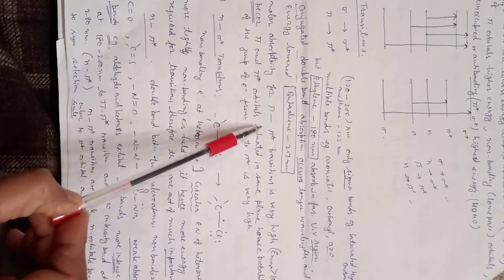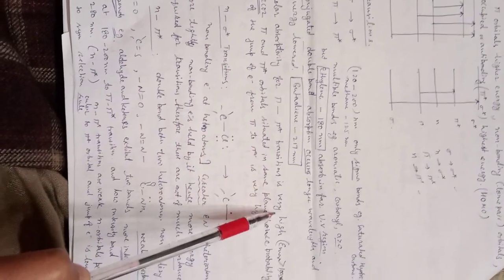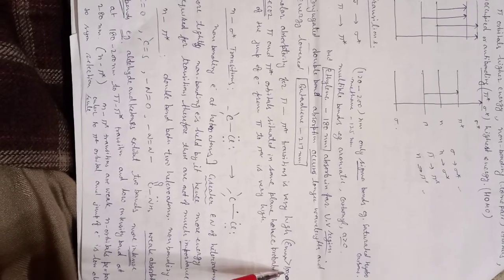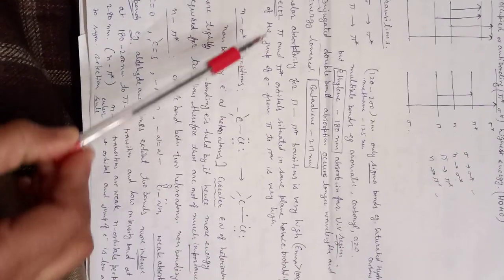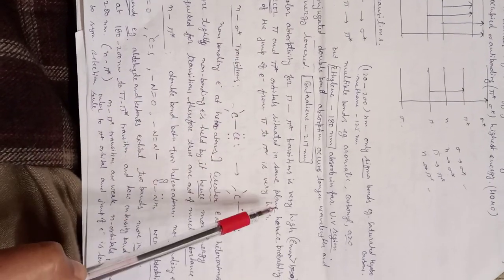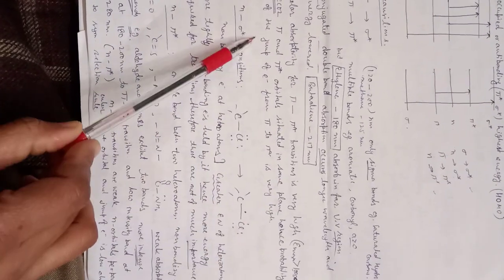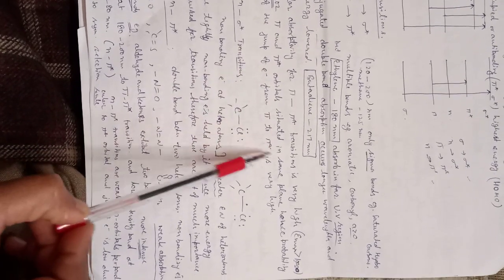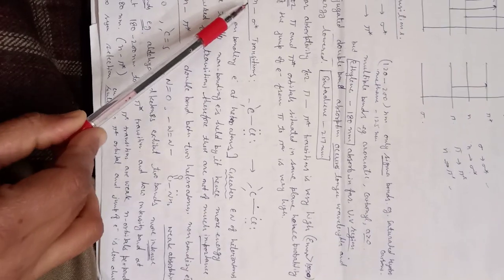Molar absorptivity for the pi to pi star transition is very high. Epsilon maximum is greater than 10,000, or 10 raised to the power 4, because the pi and pi star orbitals are situated in the same plane. Hence the probability of an electron jumping from the pi bonding orbital to the pi antibonding orbital is very high.